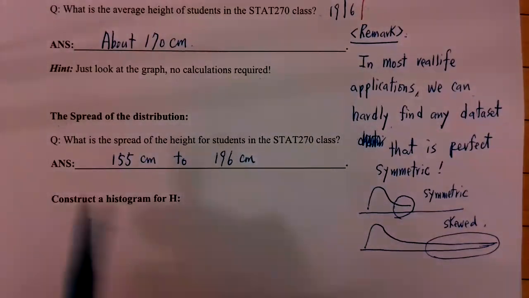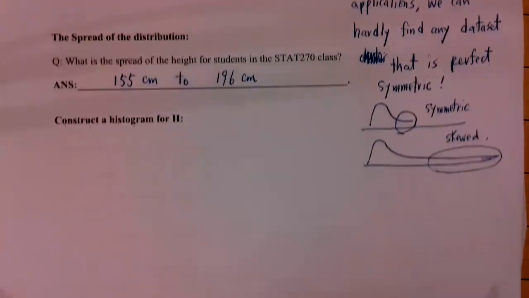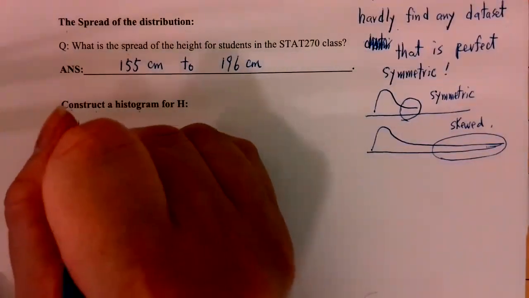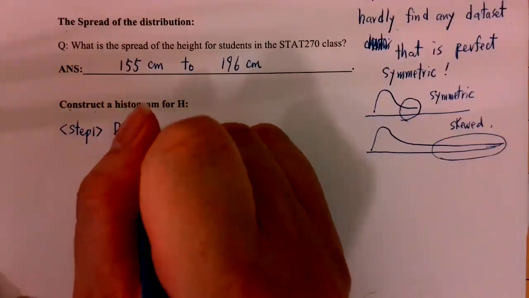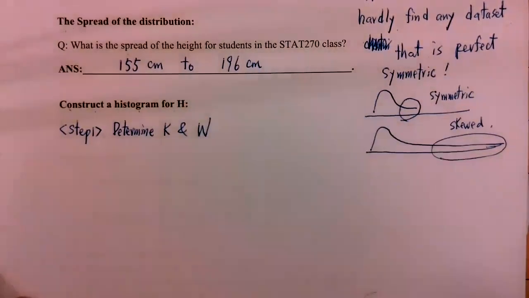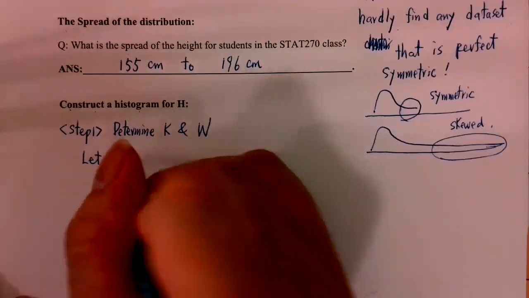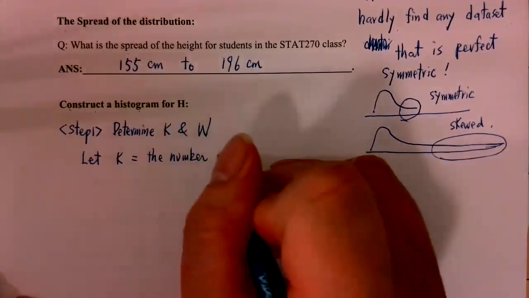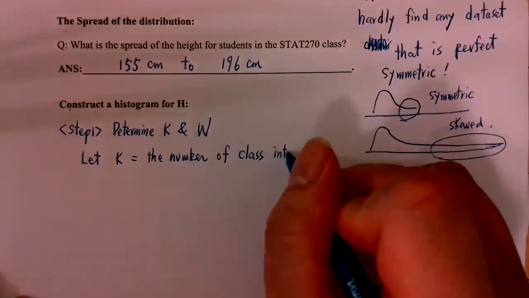Next one, we're going to cover how to construct a histogram, okay? I'm going to explain the procedure using several different steps. Step one, determine K and W. Okay, what's K? Let K be the number of class intervals.